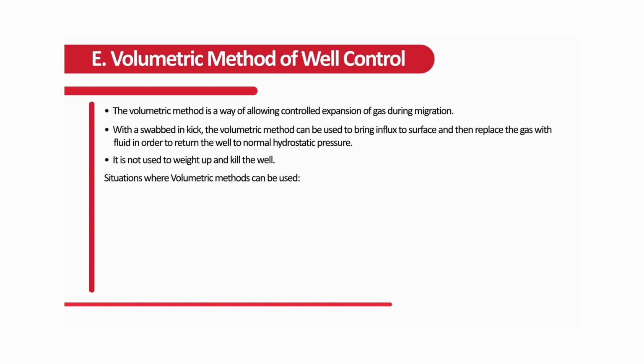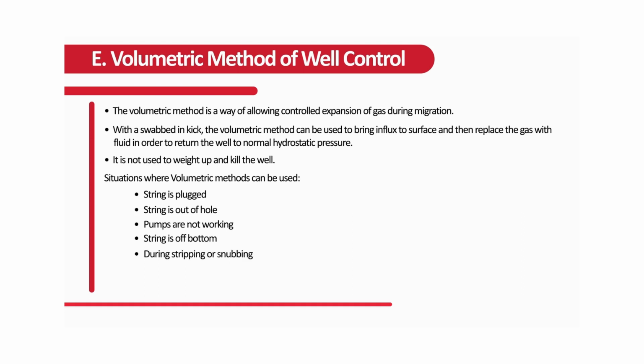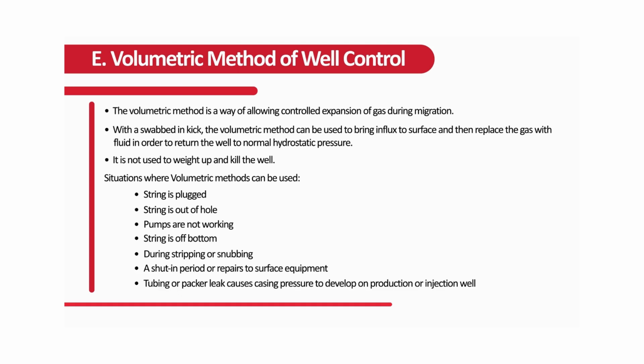Situations where volumetric methods can be used are when the string is plugged, the string is out of hole, pumps are not working, the string is off bottom, during stripping or snubbing, a shut-in period or repairs to surface equipment, or when a tubing or packer leak causes casing pressure to develop on a production or injection well.